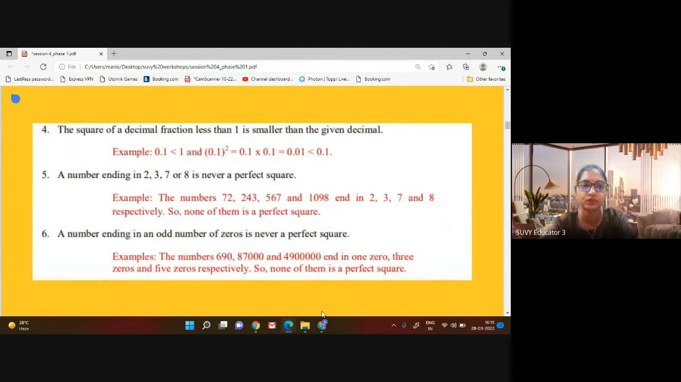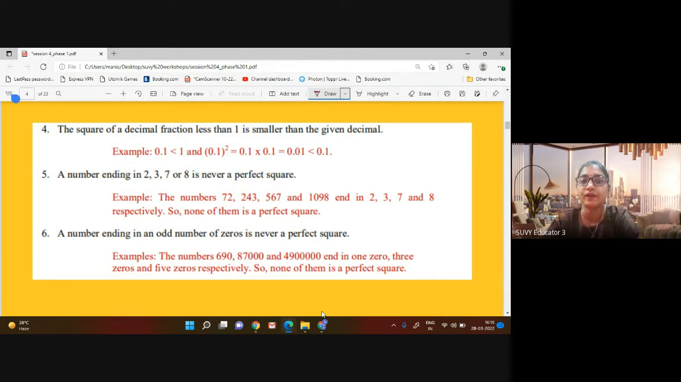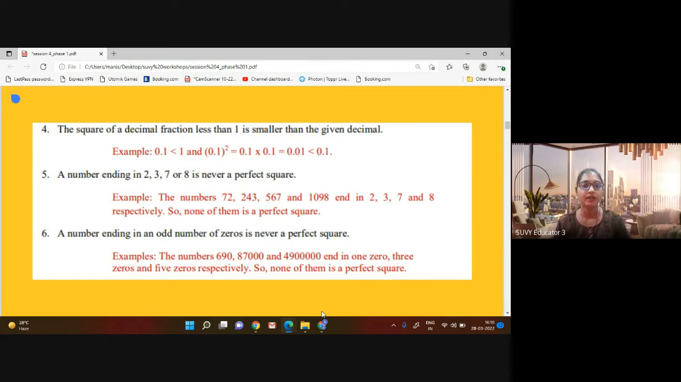So let's move to the fourth property. The square of a decimal fraction less than 1 is smaller than the given number. Now, again a different case: when you have a decimal fraction less than 1, it means 0.1, 0.2, 0.3 and so on. When you start multiplying them, it is again the same criteria that we have taken. The square of this fraction will be less than the given number.